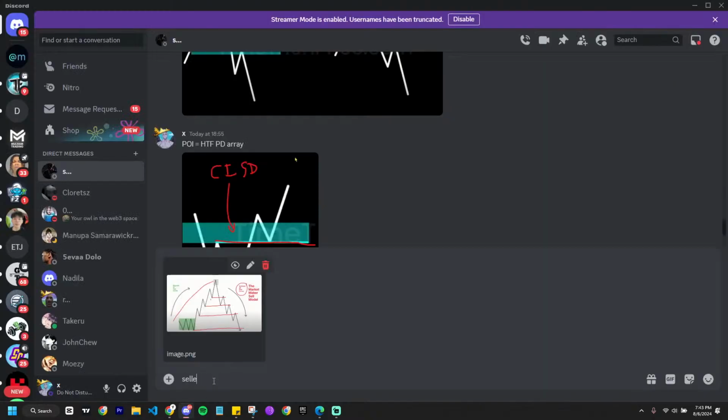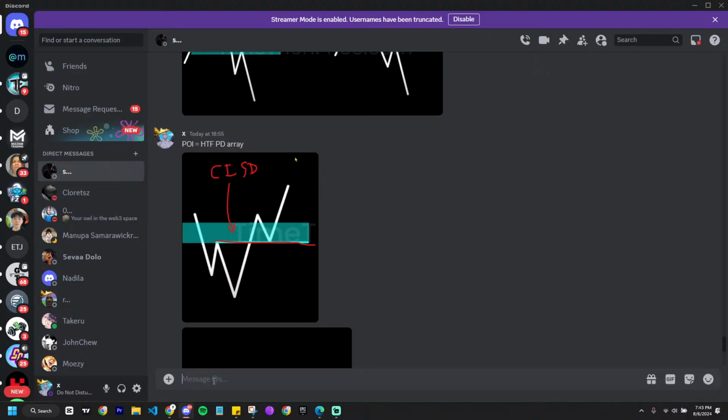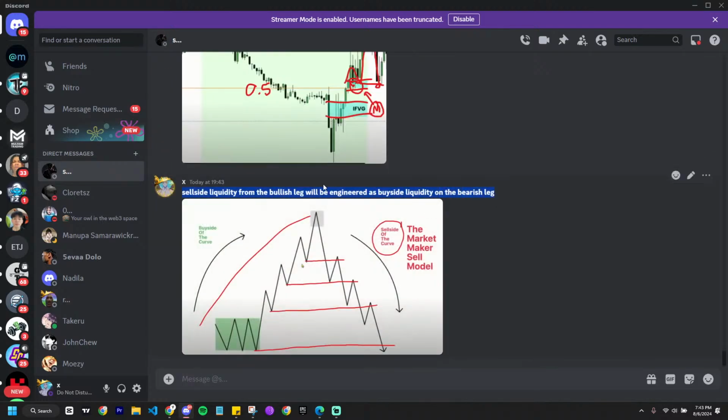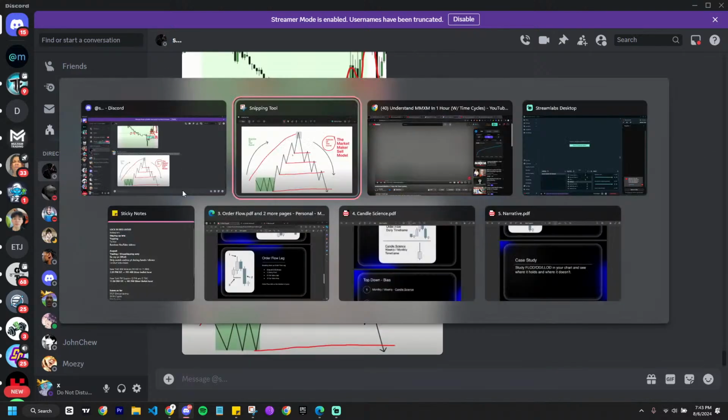Sell side liquidity from the bullish leg will be engineered as buy side liquidity on the bearish leg. Alright, it's pretty simple stuff. It's such a simple concept. Damn, this actually does make sense.